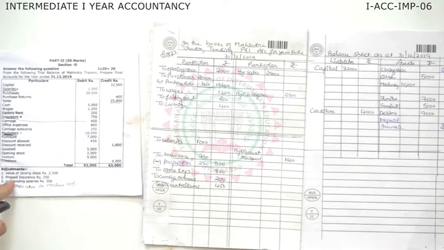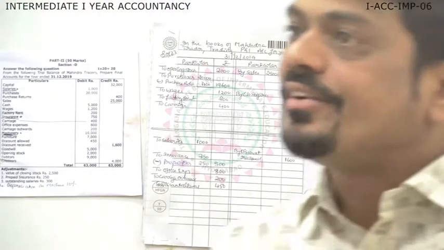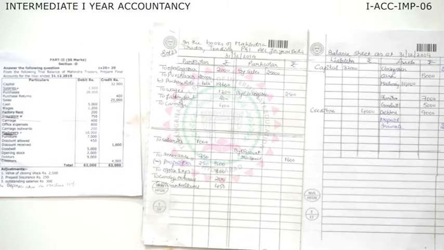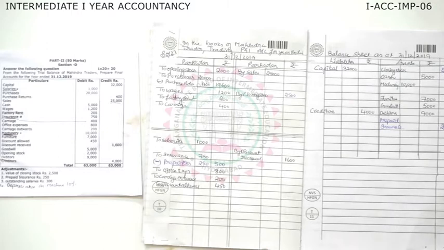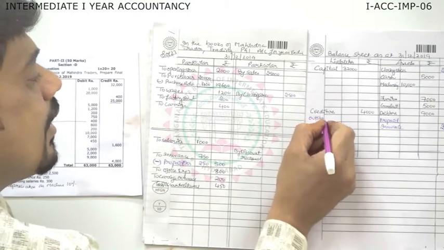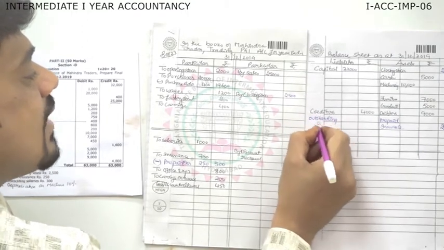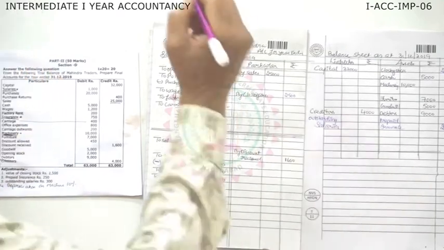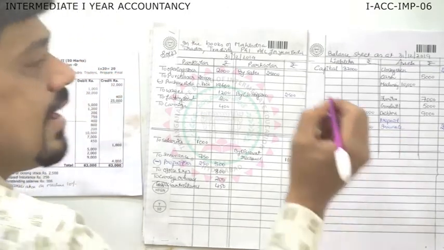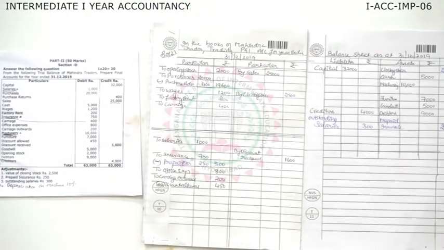Then we have the next adjustment called outstanding salaries. What are outstanding salaries? They are an expense. Any outstanding expense is a liability. Any prepaid is an asset. Any outstanding is a liability. So we go to the liability side and write outstanding salaries. How much did they give? 300. Okay, 300. One effect is over.